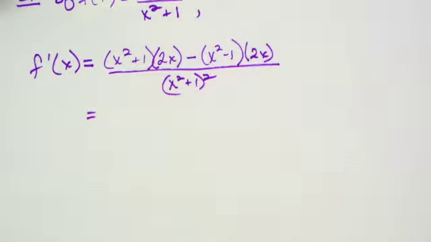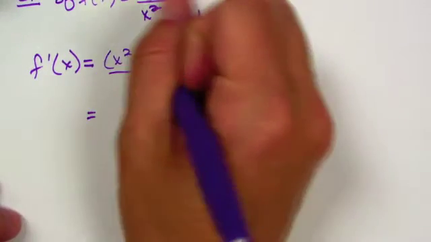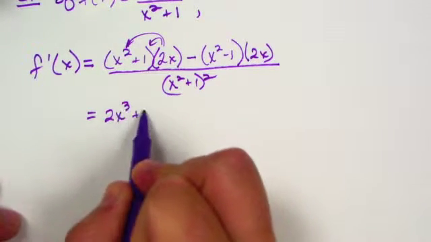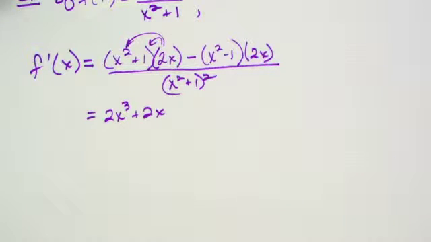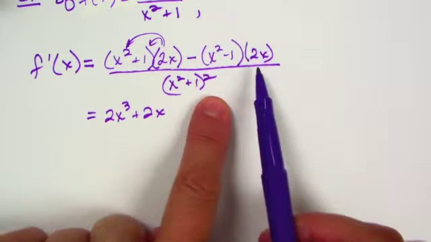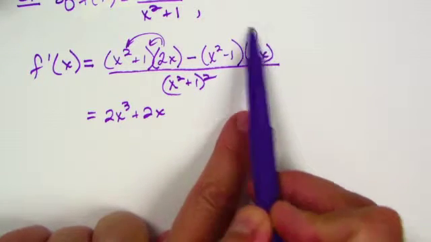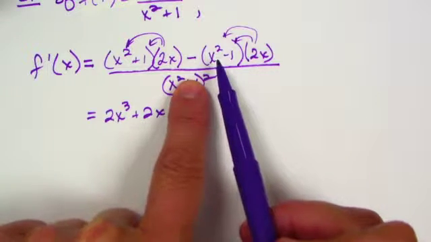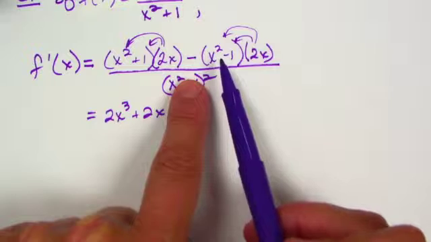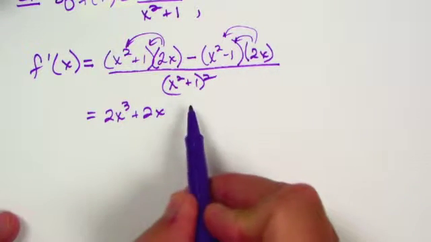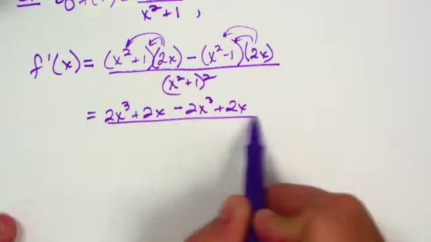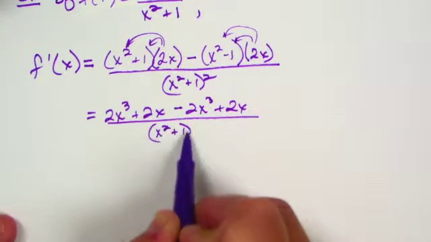Okay, so let's clean it up a little bit. So I need to distribute this 2x, right? And that'll give me what? 2x cubed plus 2x. What needs to be distributed here? A 2x and a minus sign. What do you think one of the most common mistakes is? Not distributing the minus sign. Okay? So that gives me minus 2x cubed plus 2x all over x squared plus 1 squared.